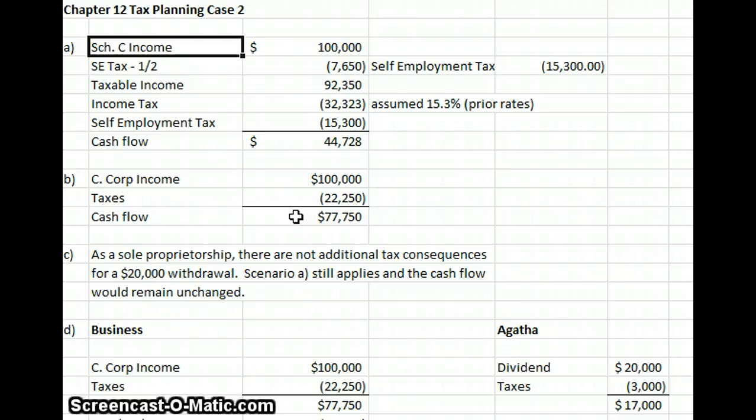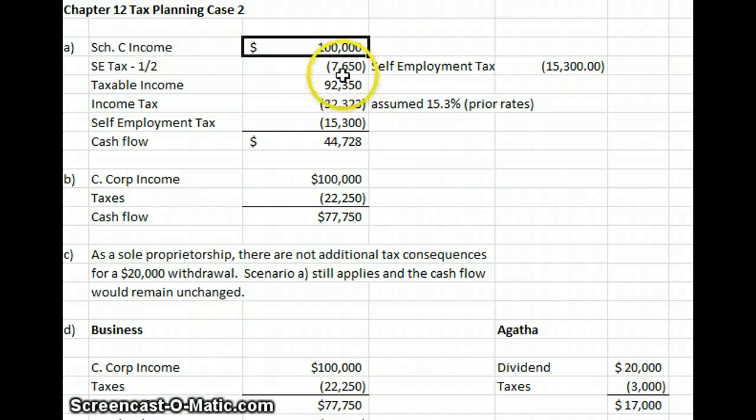If Agatha operates the business as a sole proprietorship, calculate the annual after-tax cash flow available for reinvestment into the business venture. So I have laid out here our Schedule C income would be $100,000. Now, this is kind of interesting because if you go totally by the book, they're not including the self-employment tax, but in this case, it's her business and it's a sole proprietor, so you are going to have that tax unless she has other income that offsets it, which you would not probably imagine. So in this case, I'm going to use it.